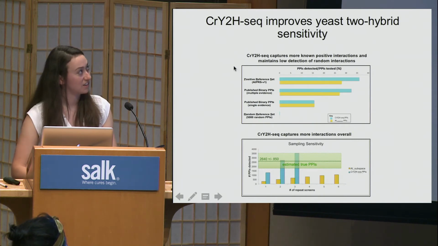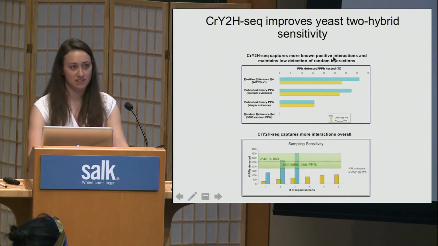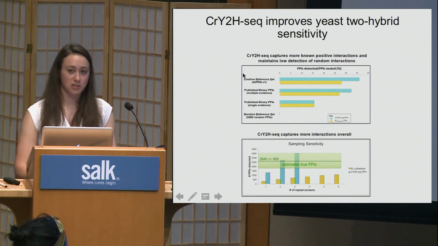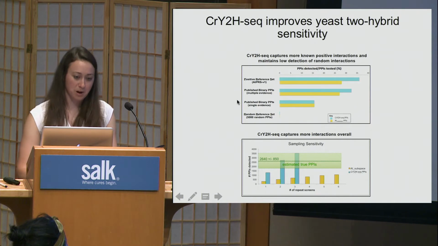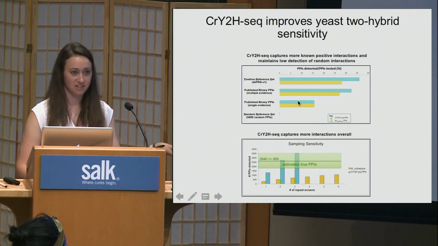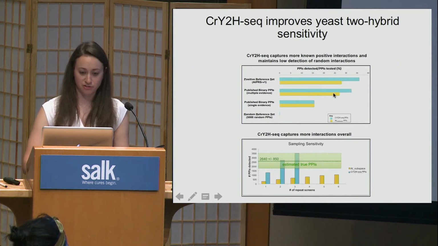Okay, and then in looking at sensitivity, I saw that Cry2H-seq captures more known positive interactions and maintains low detection of random interactions. So here we're looking at sets of positive interactions that were tested in common between the past 2011 assay and Cry2H-seq. And you can see that Cry2H-seq is outperforming the traditional assay in detection of the positive known interactions, while also maintaining this low detection of a random interaction set.